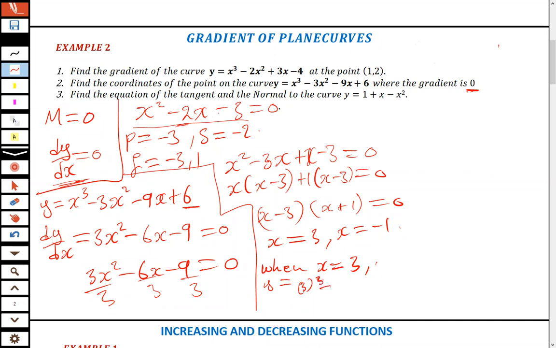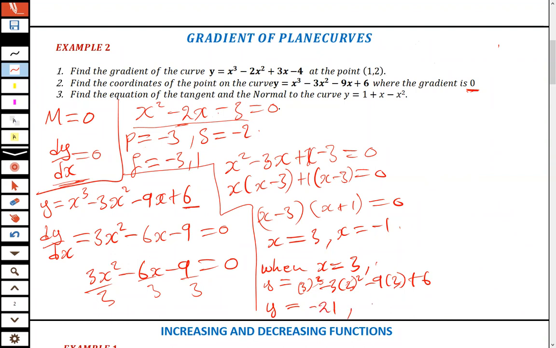3 cubed minus 3 times 3 squared minus 9 times 3, sorry, not 2, minus 9 times 3, then plus 6. So here it is just a matter of simplifying. This is 27, this is 27, this is 9 times 3 again 27. So these two will cancel. Then we have negative 18. This is negative 27, plus, so negative 27 plus 6, that should be negative 21.